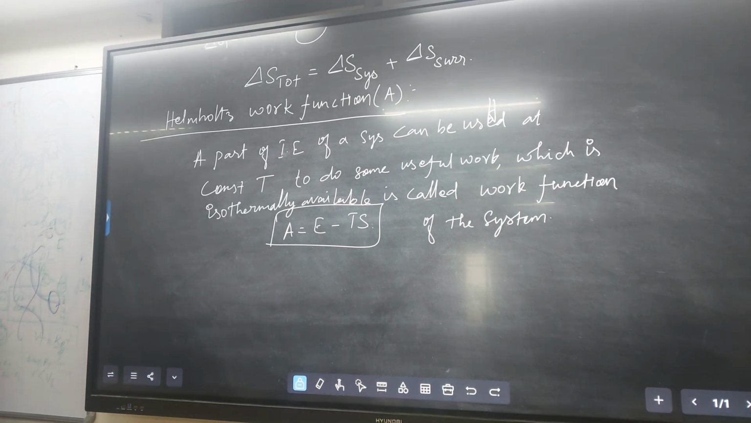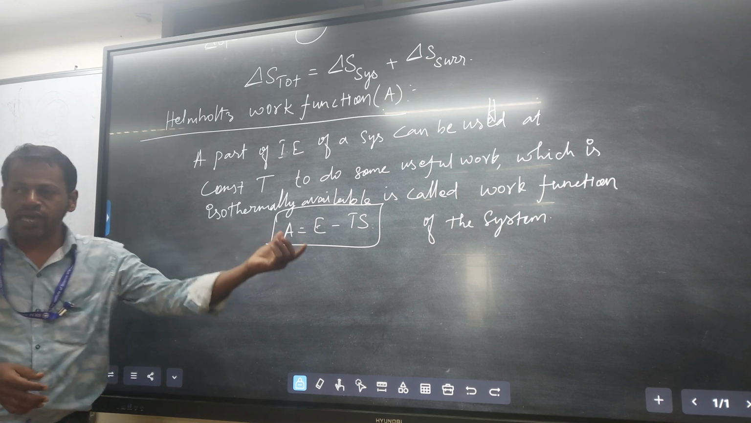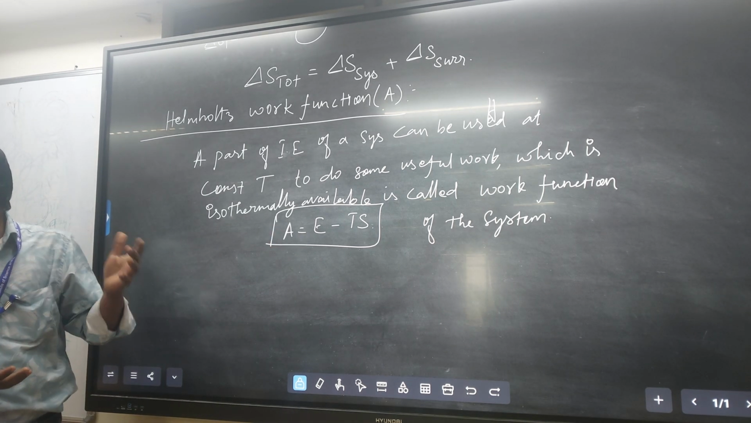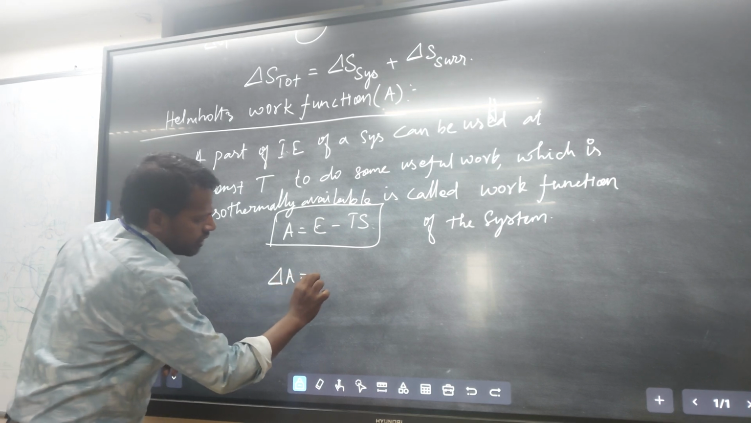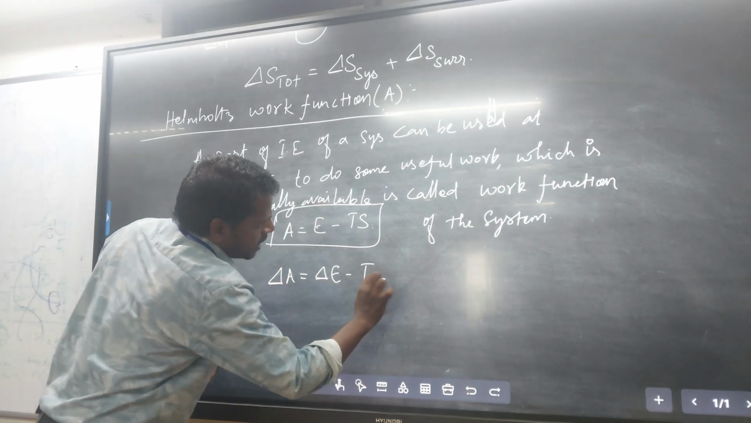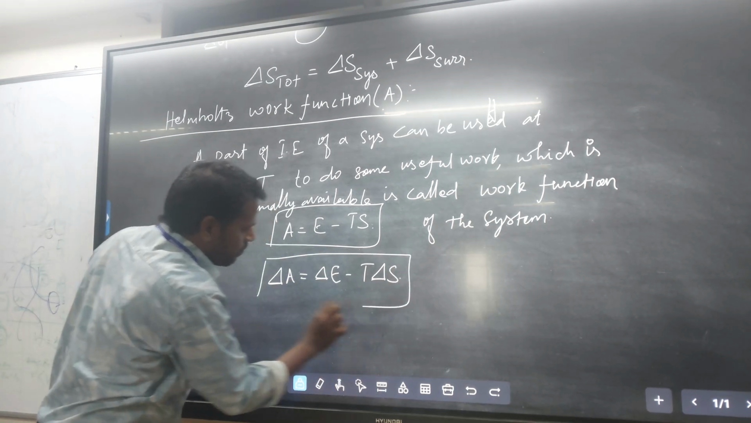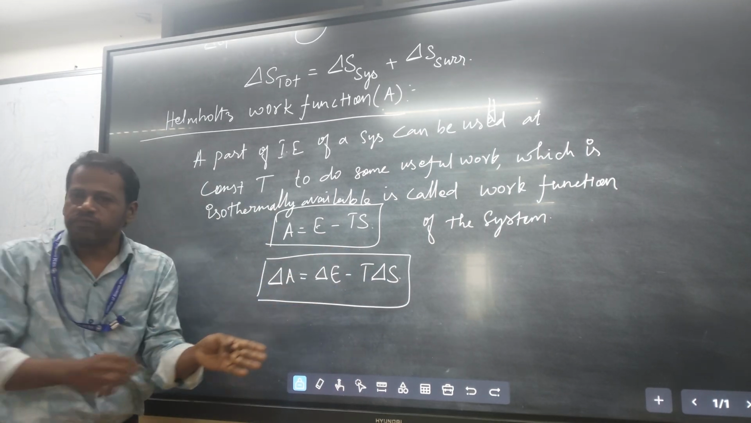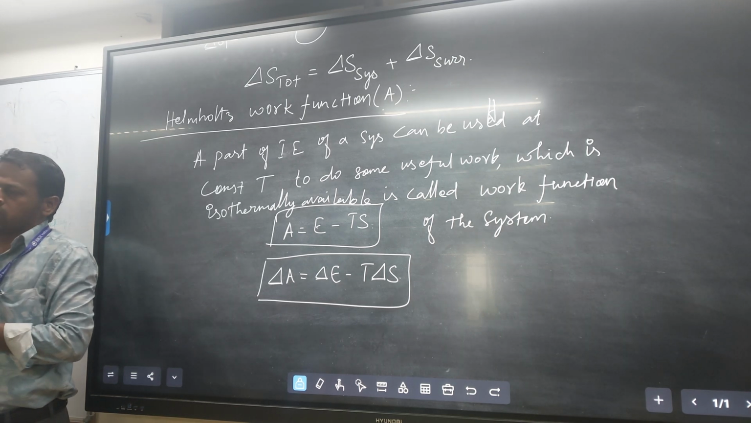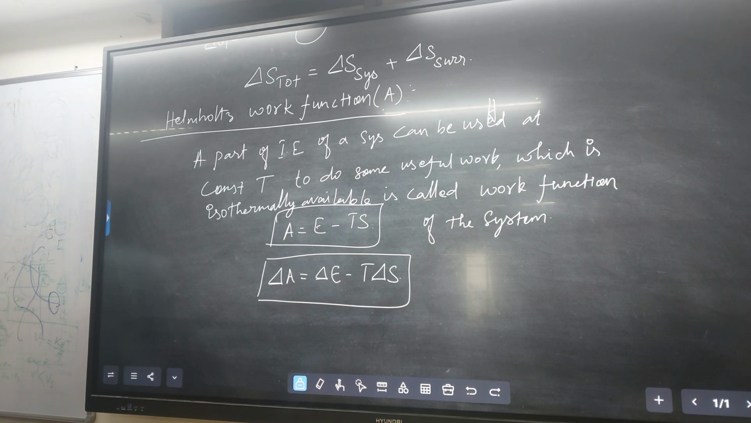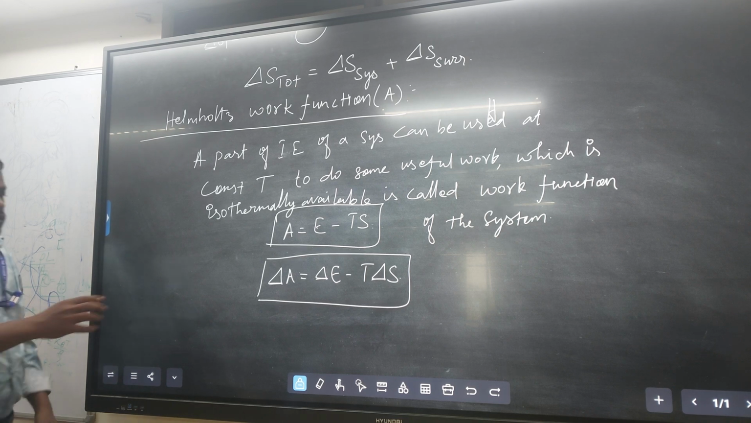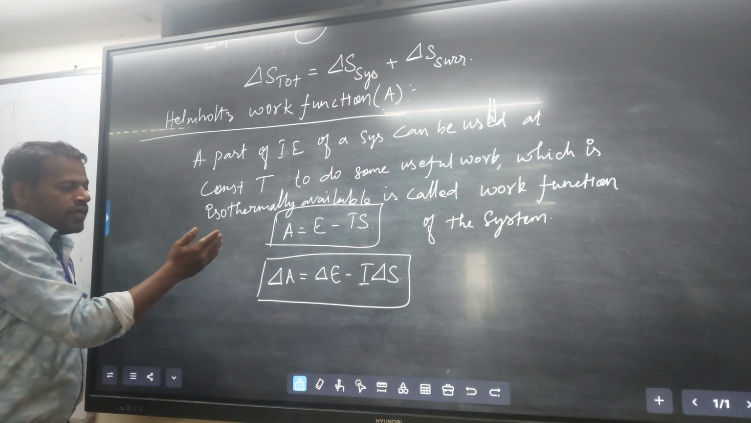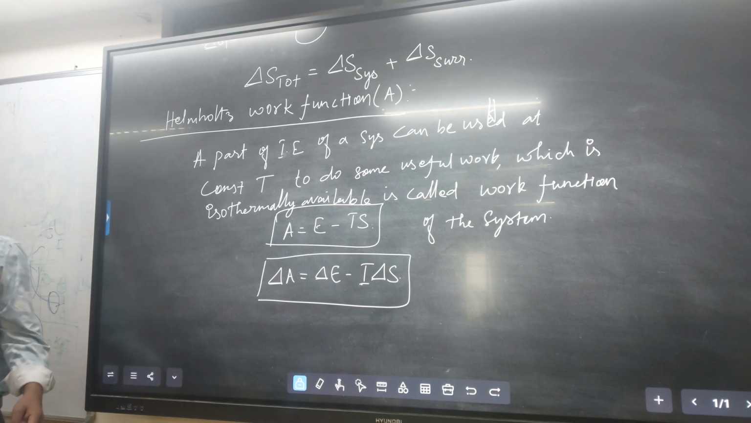What is the Helmholtz work function? A part of the internal energy of the system that can be used to do some useful work at constant temperature. When the system starts work, delta A equals delta E minus T delta S. You can do whatever reactions at constant temperature, so T is constant while the system does work. That is the definition.